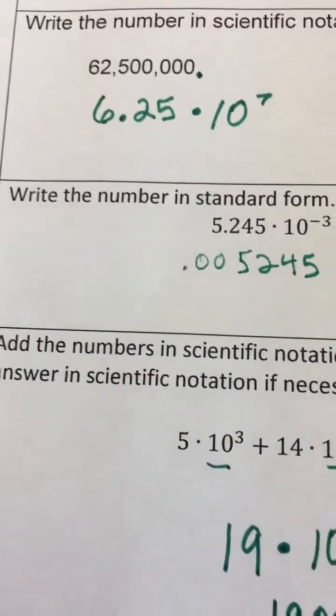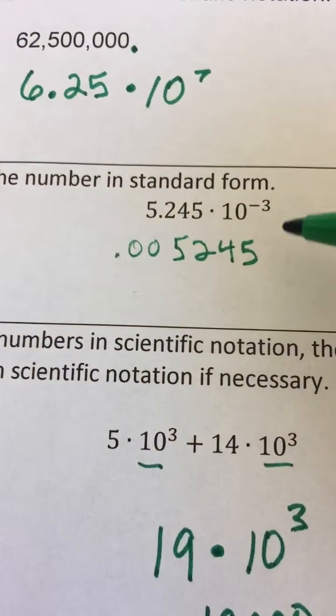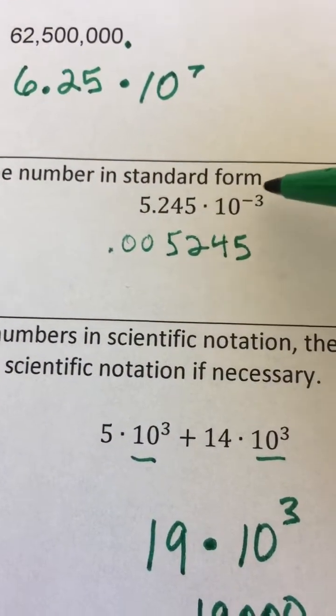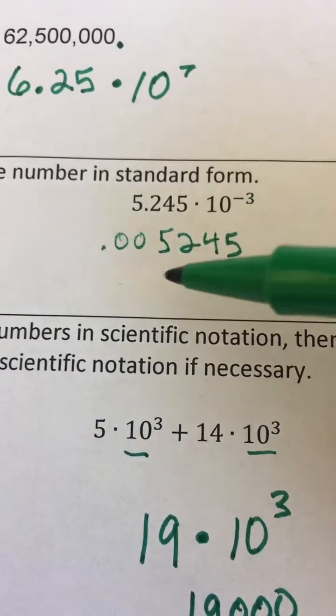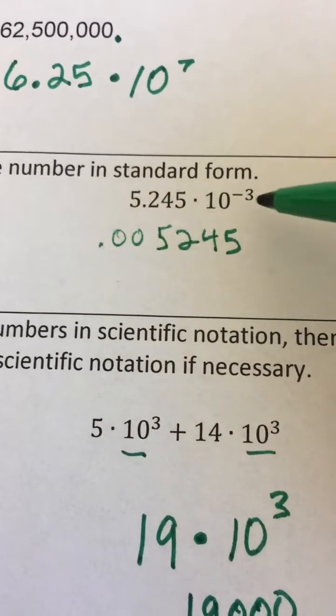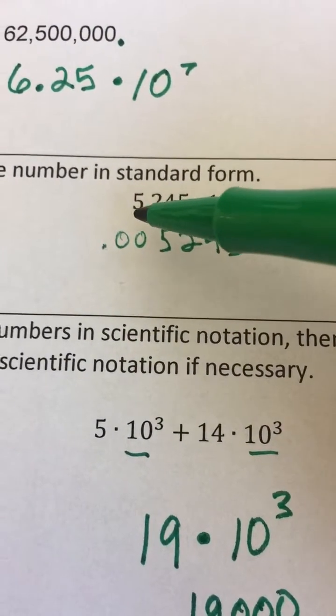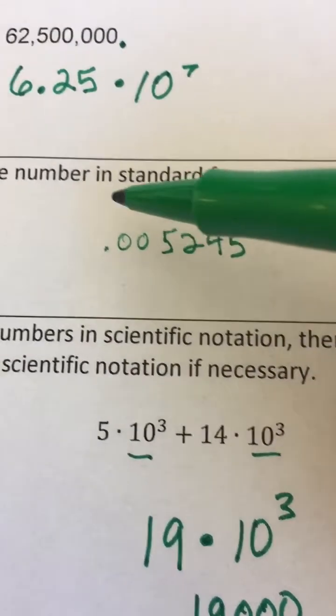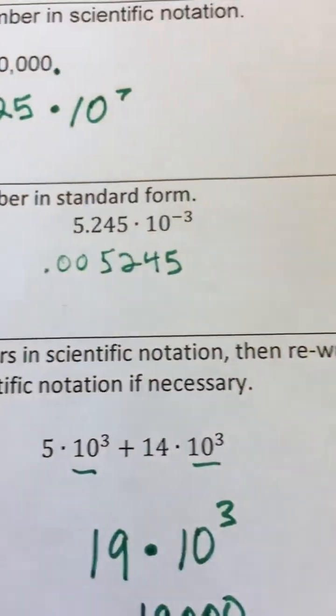Next one, write the number in standard form. Well, anytime you see a negative exponent, that should be a dead giveaway. It's going to be a tiny little decimal. So we got to move that decimal 3 places to the right. 1, 2, 3, and fill in our zeros, 0.005245.